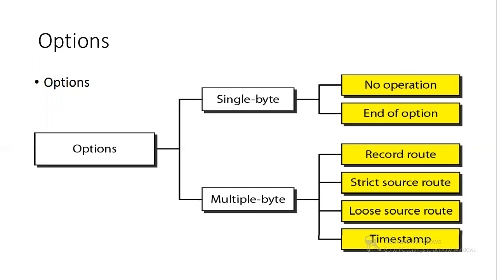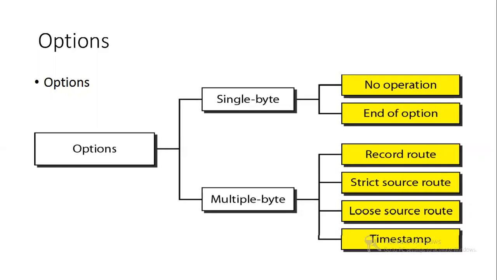Next is multiple byte option. There are four multiple byte options. They are record route, strict source route, loose source route, and timestamp. What do you mean by record route? A record route option is used to record the internet routers that handle the datagram. It can list up to 9 router addresses. It can be used for debugging and management purposes.